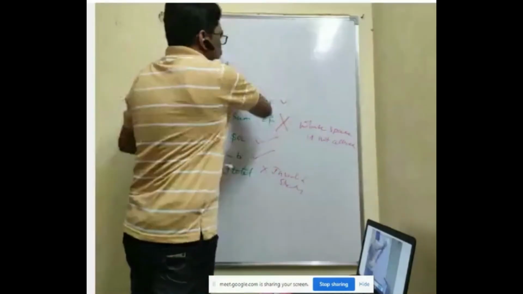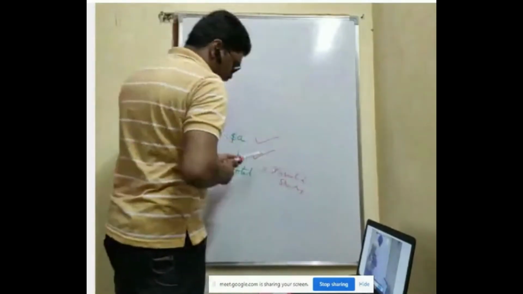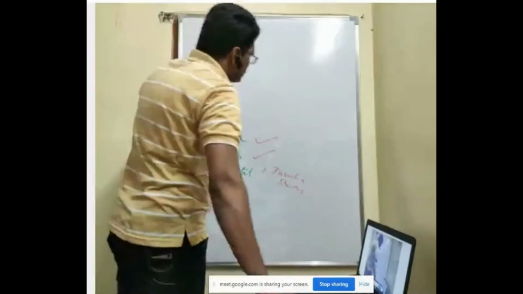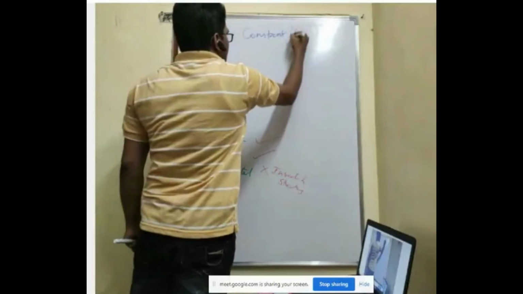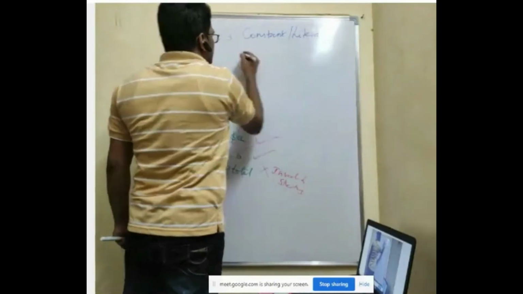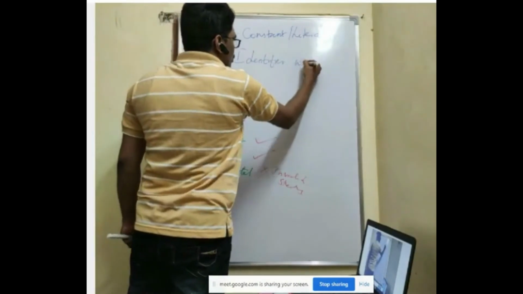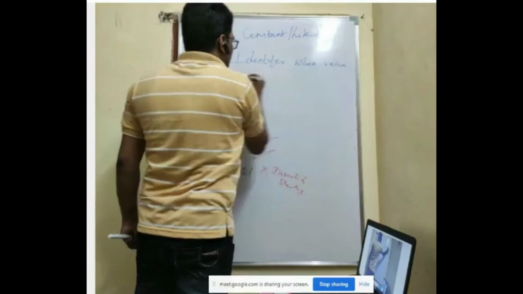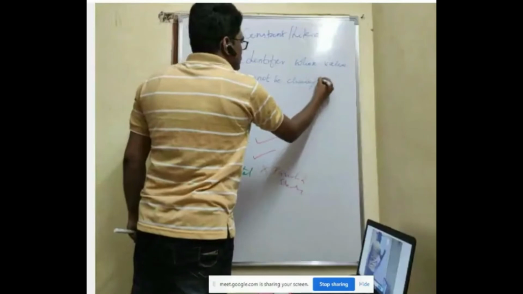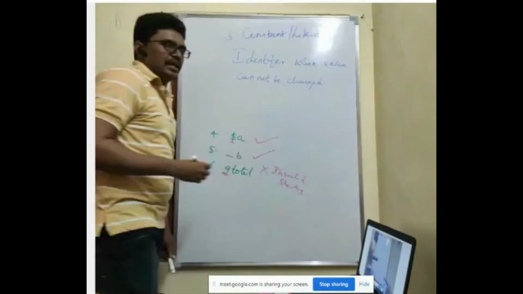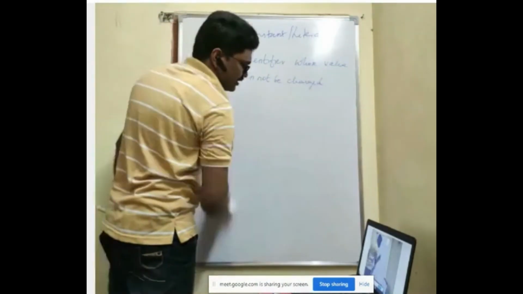Okay. So the next token is constant, or we'll call it a literal. What is a constant or literal? It is an identifier whose value cannot be changed. An identifier whose value cannot be changed, we'll call it a constant or literal.